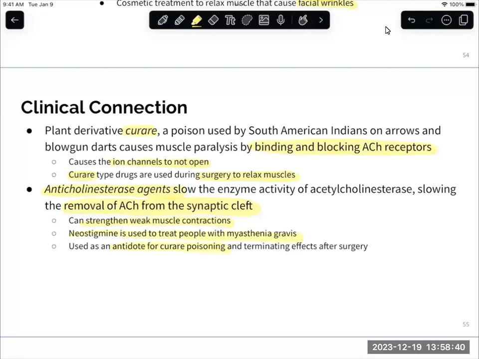So after surgeries, that's where I was originally going, after surgeries they need to reverse that paralyzing of your muscles. So they use anticholinesterase agents to reverse the effects of the paralyzing of your muscles during surgery.